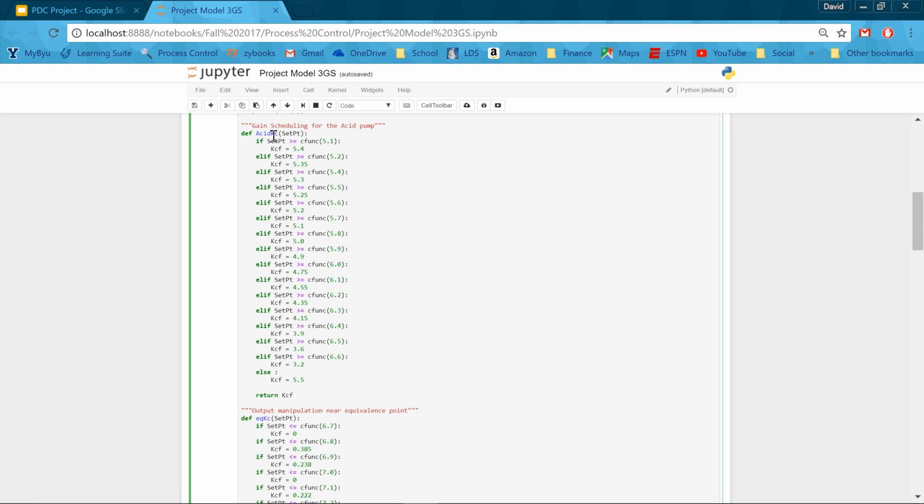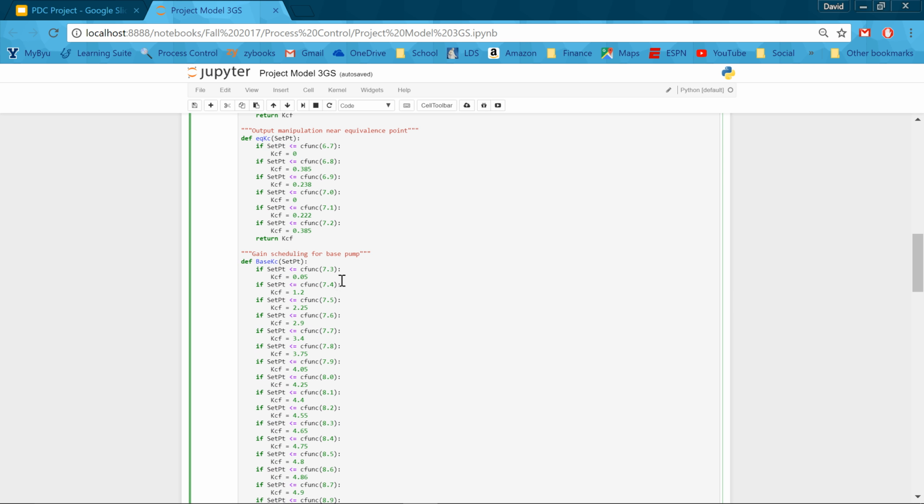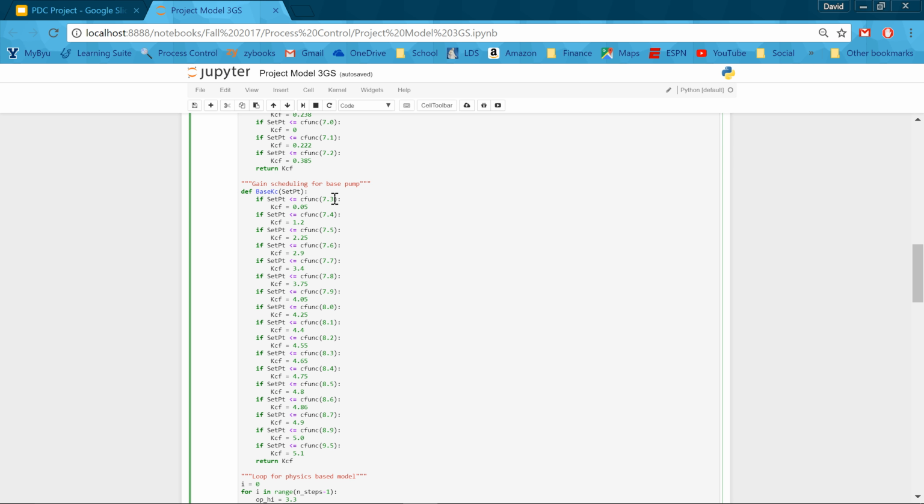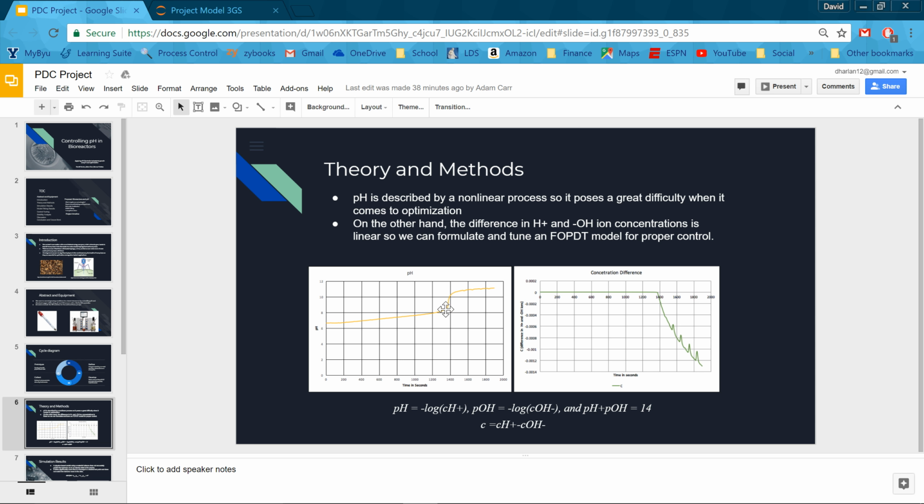Right here we have a function that if the pH is set between 5.1 and 6.6, so an acidic set point, then it'll change the Kc value. And we do the same for the base. So if the base is set between 7.3 and 9.5, then any of those in that range, it'll change the Kc value. And where things got interesting is right around that equivalence point, right at pH of 7.